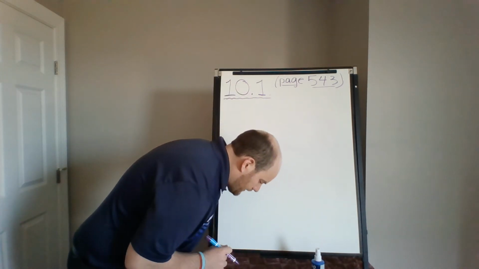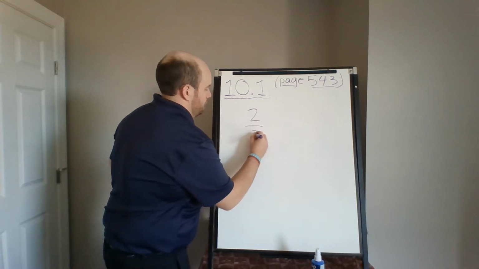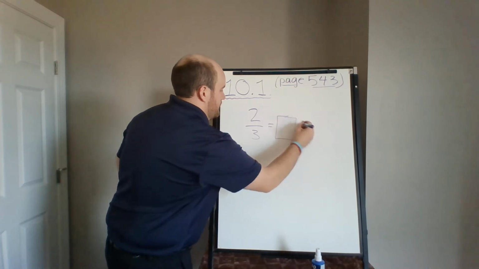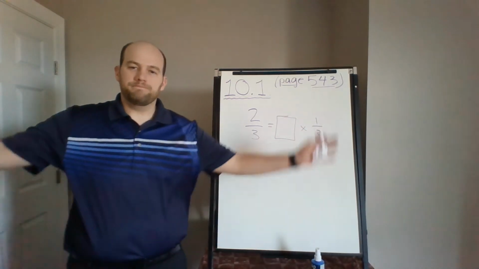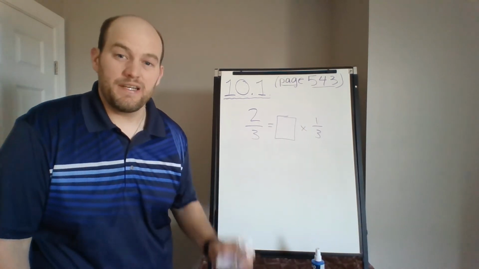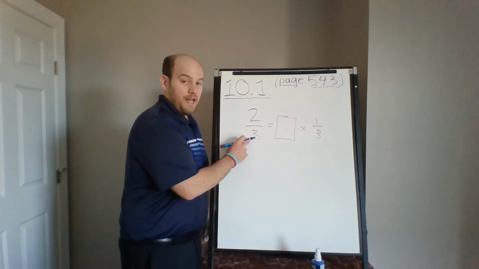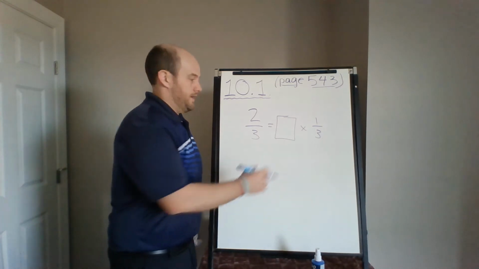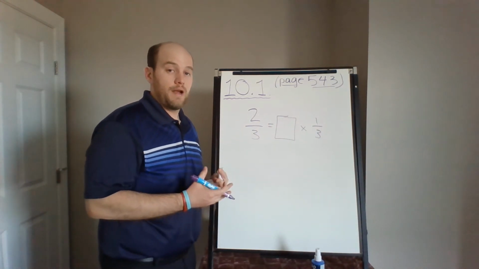So if you look here, it says 2/3 is equal to blank times 1/3. I think you guys got this. If you look, the 3 of our denominator does not change, so that's why that's over there. And they just put the 1 because that's our unit fraction. 1/3 is a unit fraction.